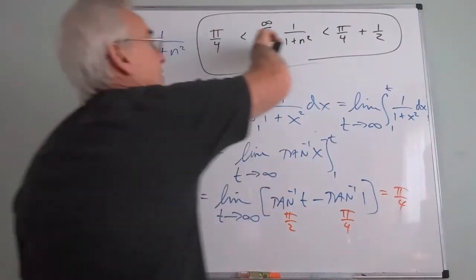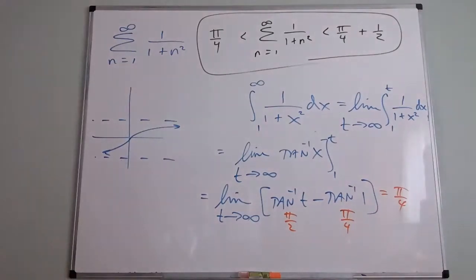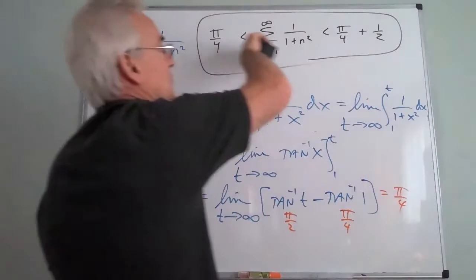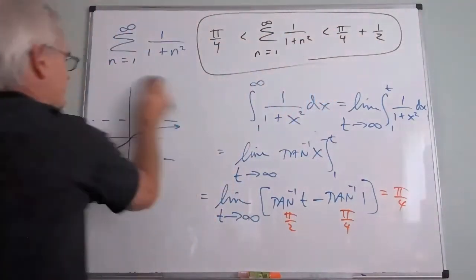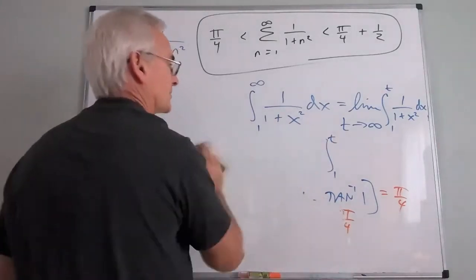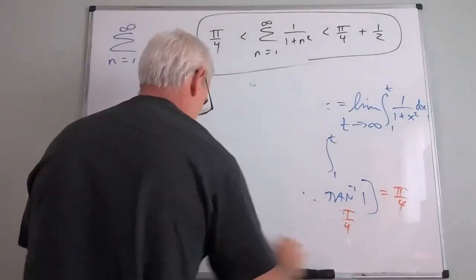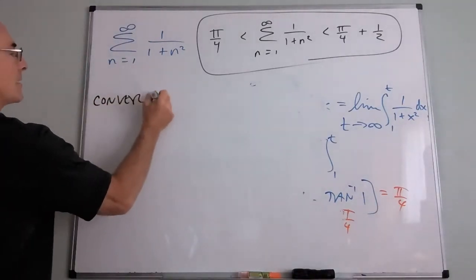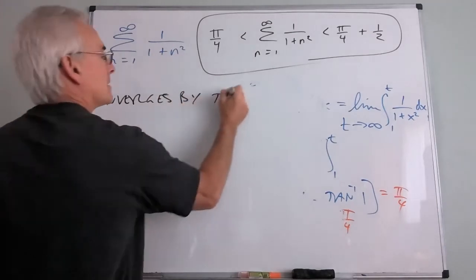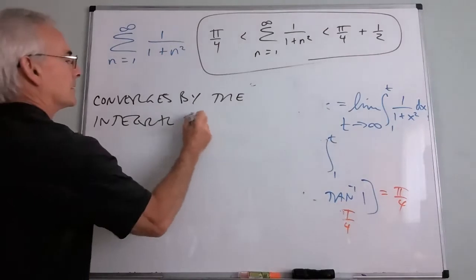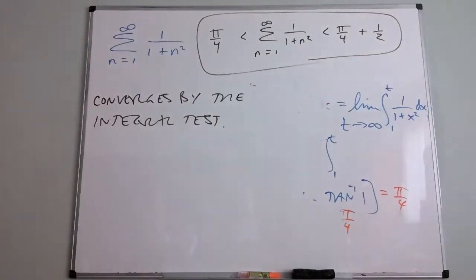So do you want that as our final answer? No. I'm showing you what we just showed here. But the question was, does this converge or diverge? So your answer is going to be simply, this converges by the integral test. That's the conclusion. This converges by the integral test.